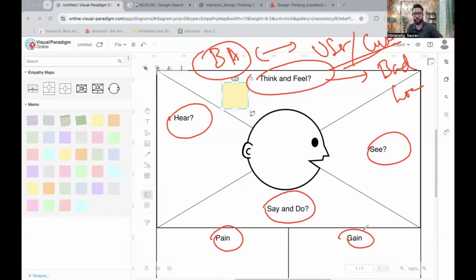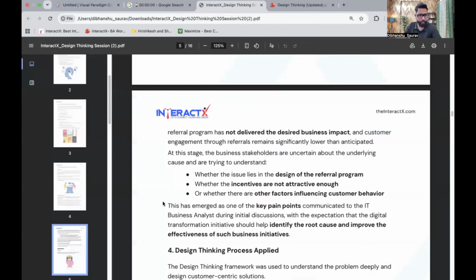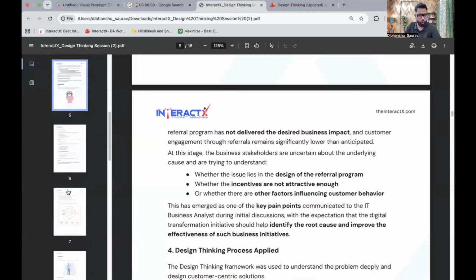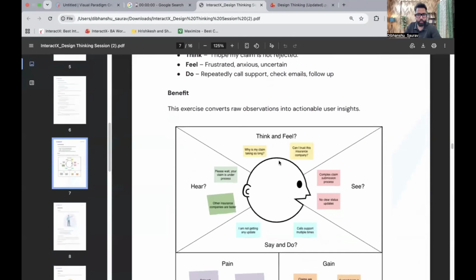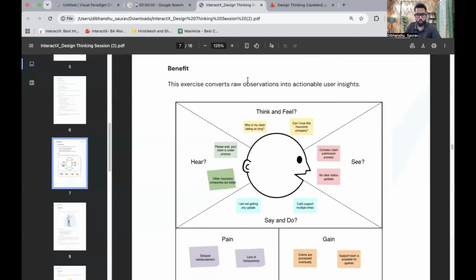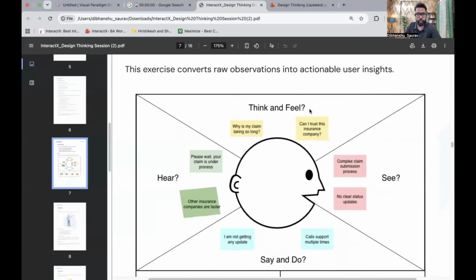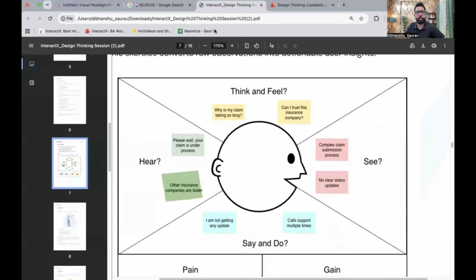So I'll show you how this works practically. What I'm saying right now is you are reaching out to a user, a customer, and trying to capture a few inputs in the form of these metrics: think and feel, hear, see, say and do, pain and gain. I have already created one so that we're not wasting too much of our time. If I zoom in a little more, we'll first go through think and feel.